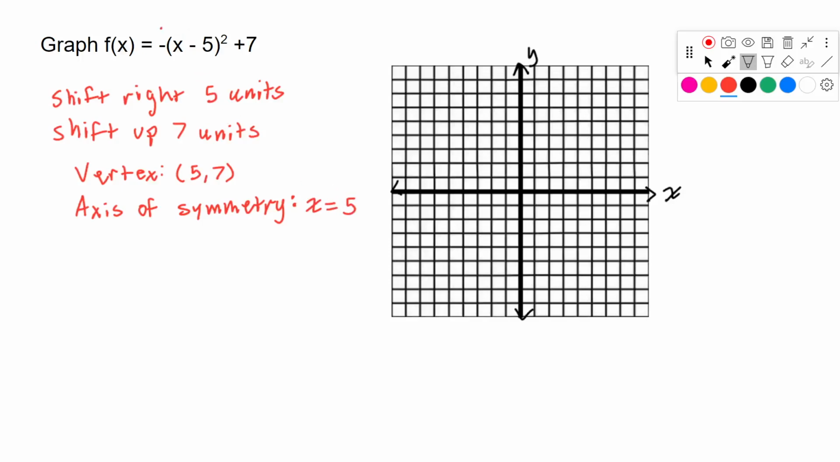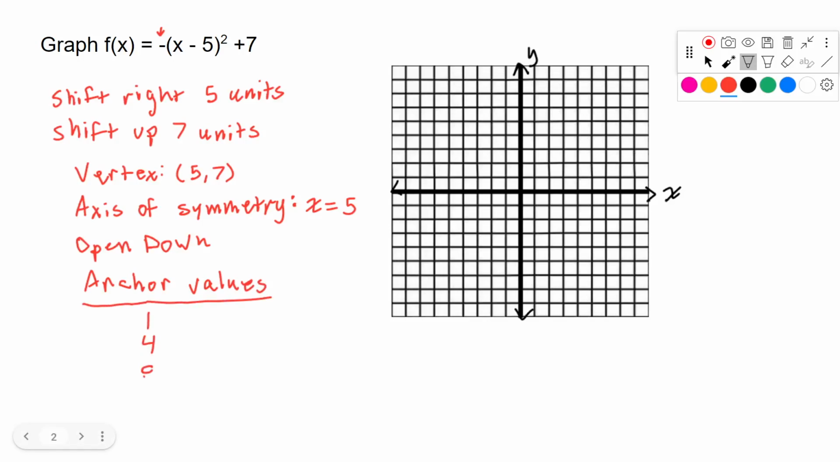But notice that this equation has a negative in front of everything on the right side. That tells me that we have a reflection, so it is going to open down. Our anchor values are 1, 4, 9, and if we double check for an a value, there isn't one attached to this negative, so we will use 1, 4, and 9.